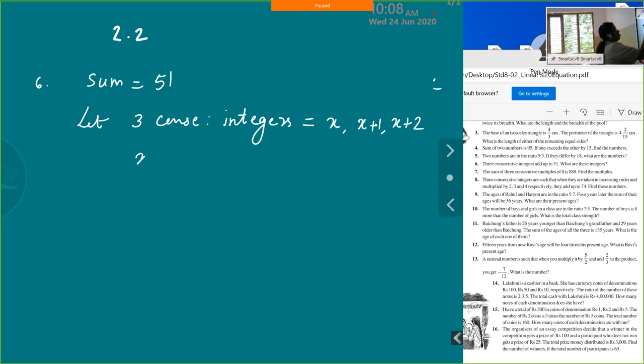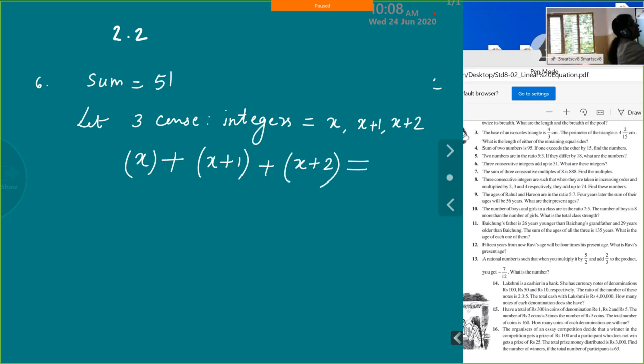So sum 51 means x plus, so this is the first integer. The second integer is x plus 1 and the third integer is x plus 2. Their sum is 51. I hope this equation is understood. Okay. Sum of three consecutive integers is given as 51, meaning x, x plus 1, x plus 2.